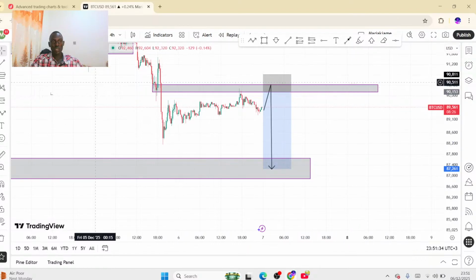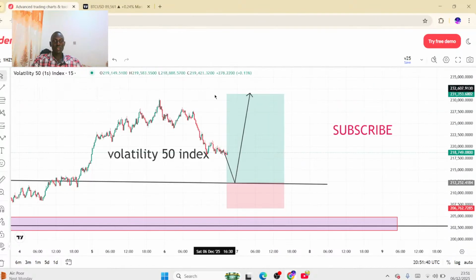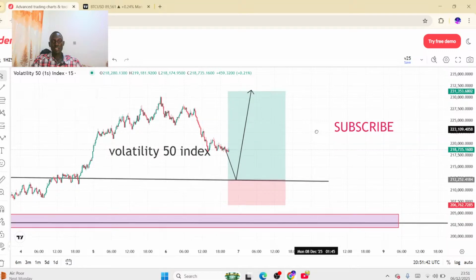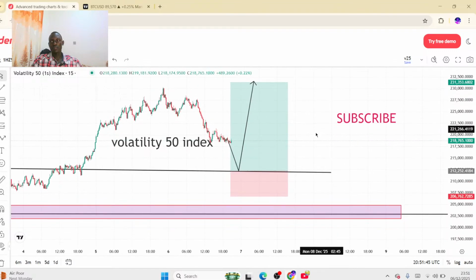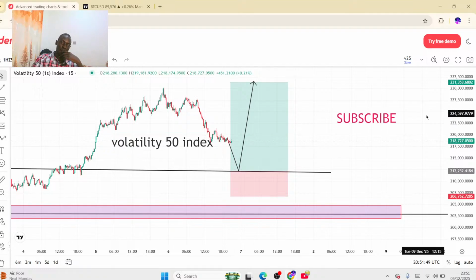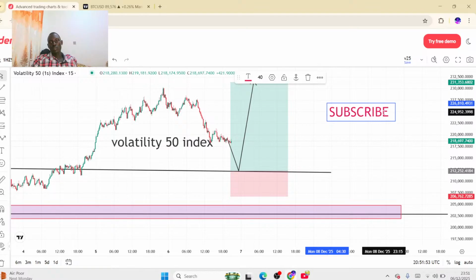So these are the two pairs that we have analyzed. There's Bitcoin, which is BTC USD. Then there's Deriv 50 index volatility. So these are the two major pairs we have analyzed right now. More at the same time, same place.